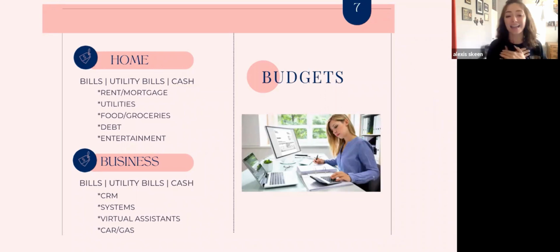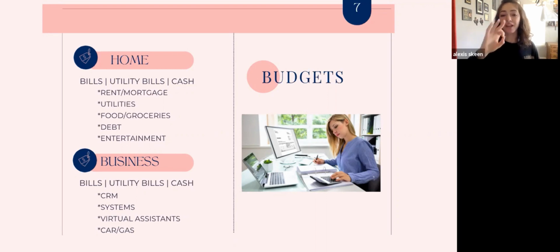So the way that I like to break down budgets is into 3 different categories: bills, utility bills, and cash. Okay, so your bills are your monthly recurring expenses, right? If we're talking about a home, this would be our rent, car insurance, mortgage, our car payments potentially. Our utility bills are going to be our gas, water, electric, just our monthly recurring bills that potentially shift a little bit throughout the months.